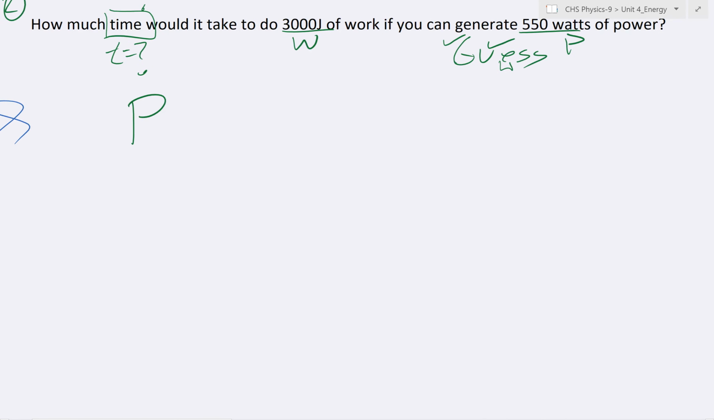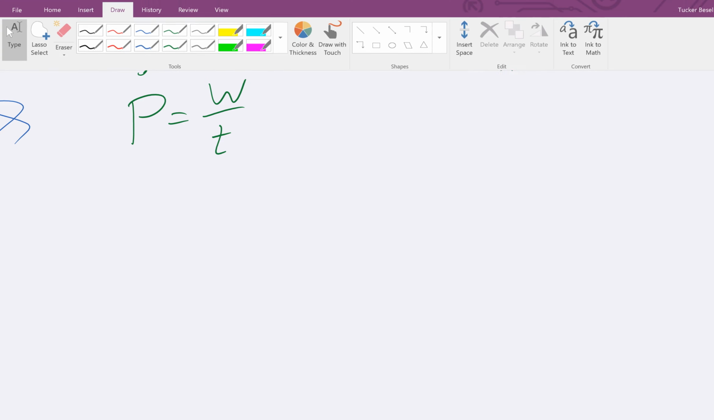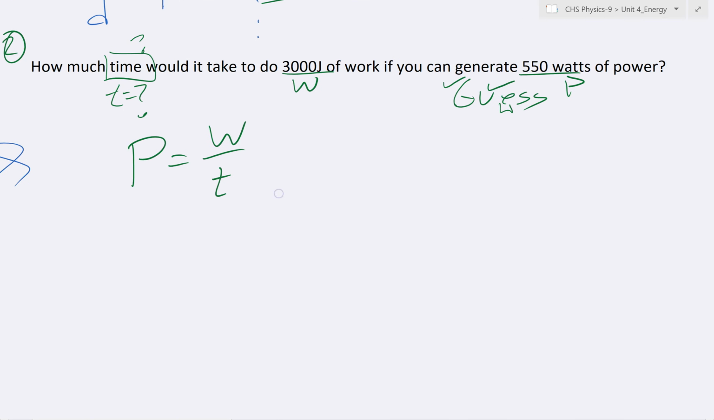So I'm going to start by writing P equals W over T. Power equals work divided by time. But this currently does not say T equals. I want to solve this for T. So I'm going to use a different color here. Let's use red. I want to solve this for T. Now the way we're going to do that is by multiplying both sides by T over 1.